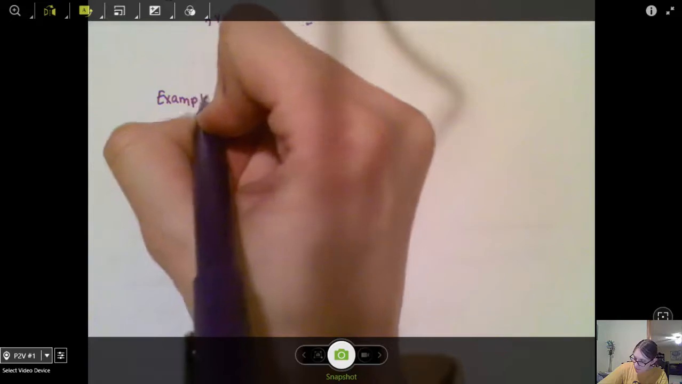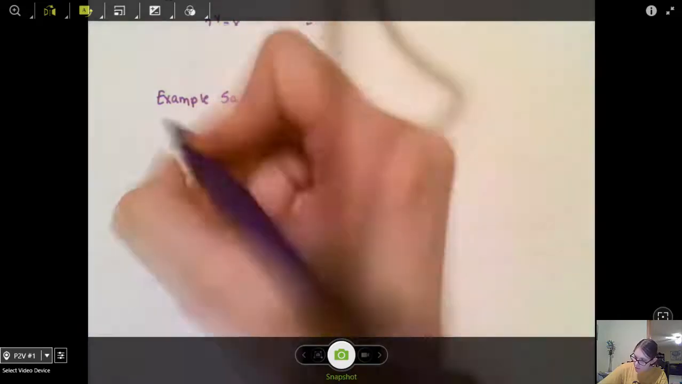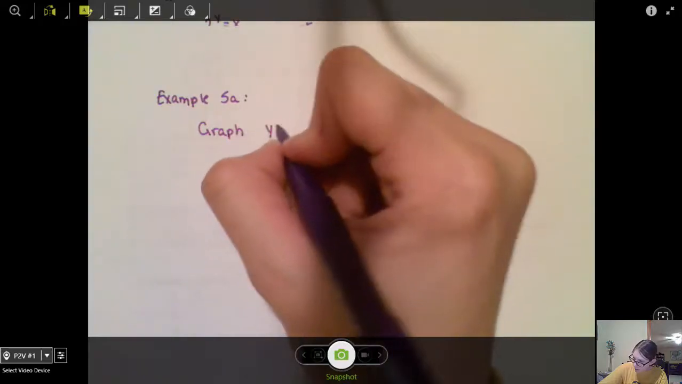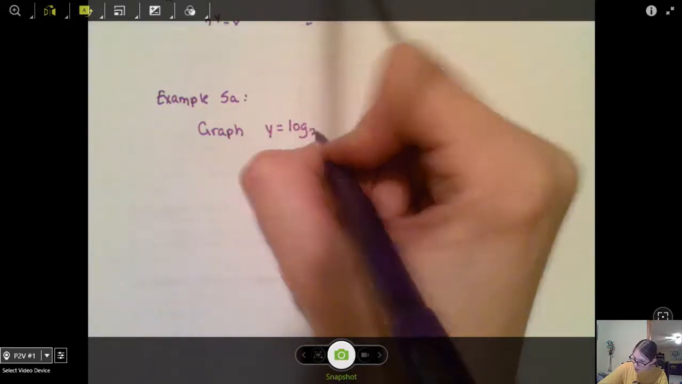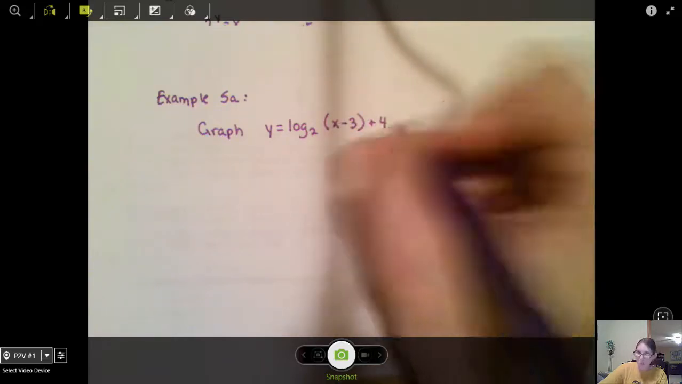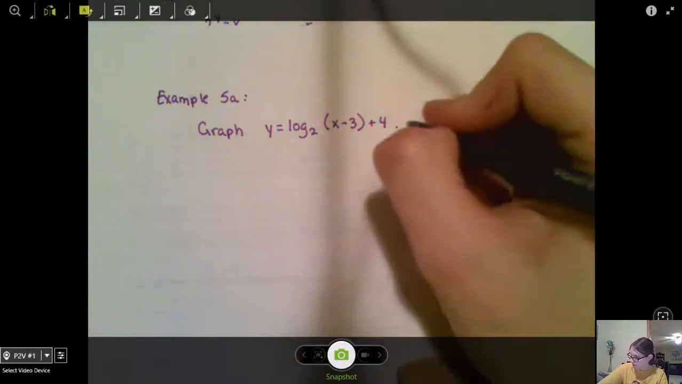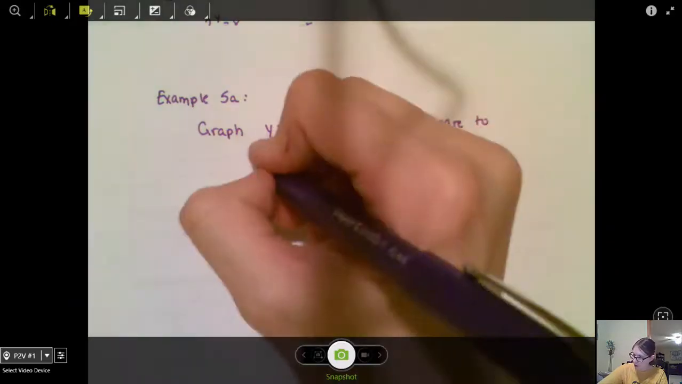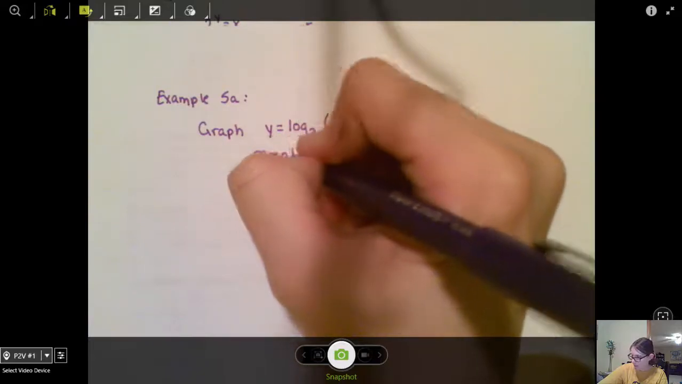Okay, almost done with our graphing here, but let's throw some transformations in here as well in example 5. So example 5, we're going to graph y equals the log base 2 of (x minus 3) plus 4. And compare that to our parent function.